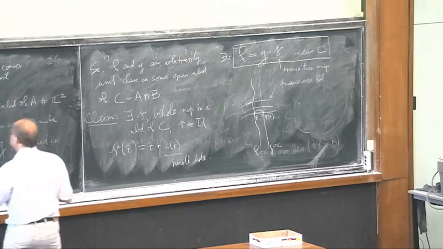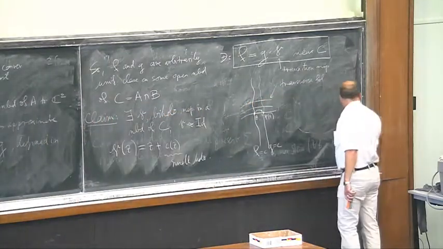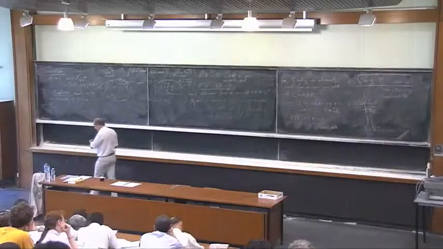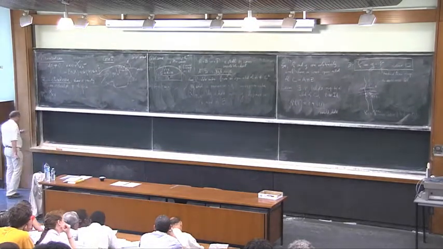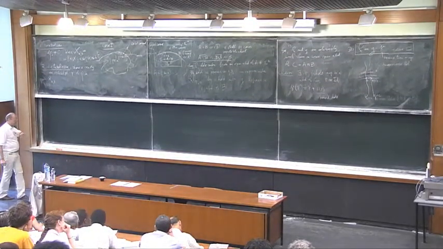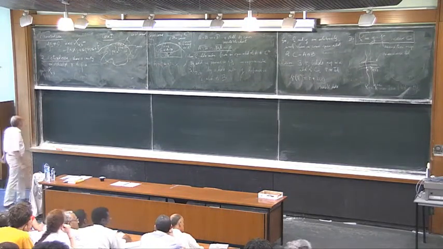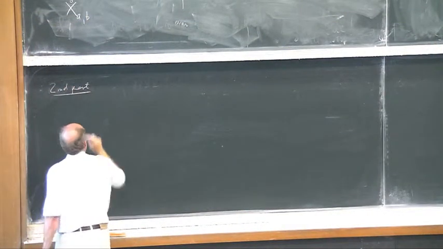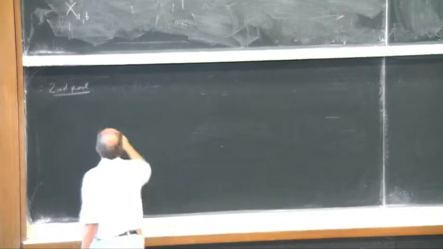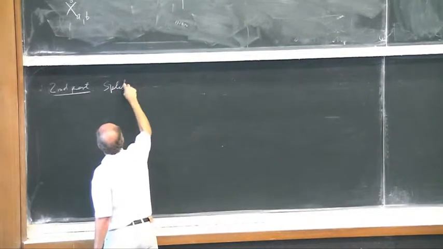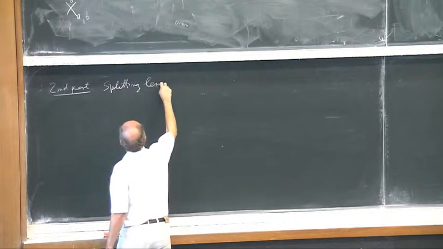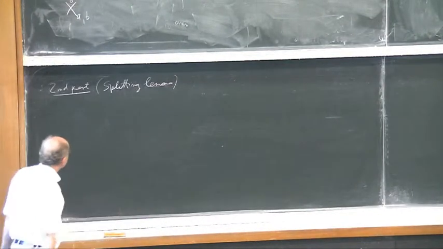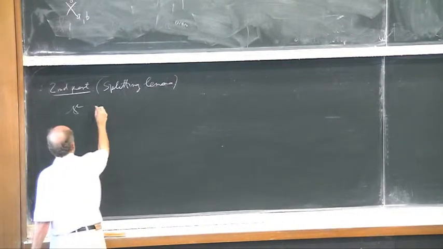And now let me go to the other board. Now comes the slightly more difficult part. Today I finish at 11, right? Okay. So the second part, and this is what I call a splitting lemma, is that I can decompose gamma as follows.